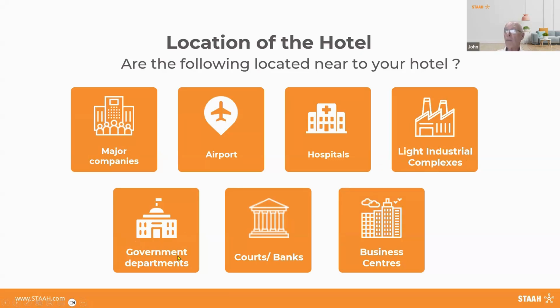Are there government departments near you? Courts and banks, business centres. Is this a major CBD area of a city with multiple businesses? If you are located towards the CBD, or it's easily accessible in whatever city you're in, then you should consider GDS.